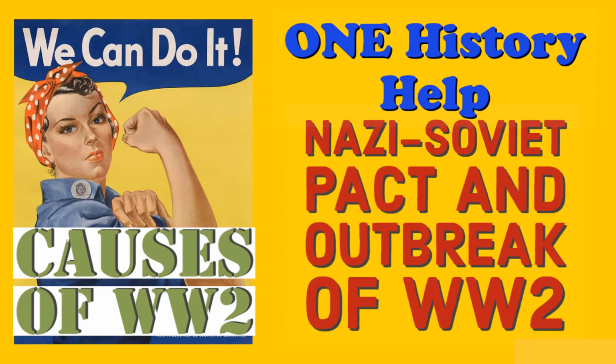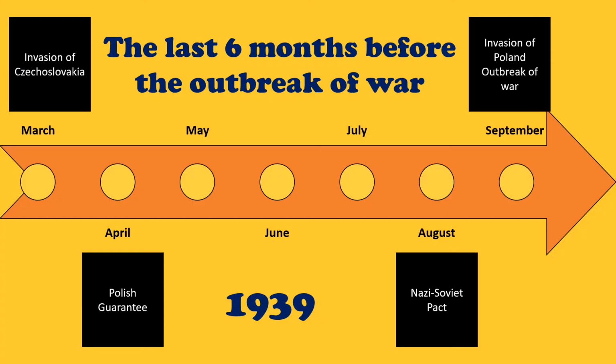Not only is this another video, it is also the final video in the series looking at the causes of the Second World War. In this video, we are going to be taking a look at the Nazi-Soviet Pact of August 1939 and the outbreak of war in September 1939. The video that comes before this looks at the invasion of Czechoslovakia and the Polish Guarantee, the last 6 months before the actual outbreak of World War II itself.